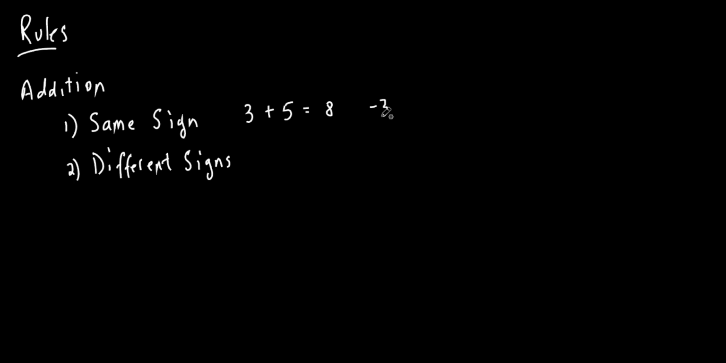So what if you had -3 plus -5? Again, they're the same signs. They're both negative, right? So what's the rule? Add them up and keep the sign. So add them up, that's 8, but we keep the sign. What's the sign for both of those? Negative, so that's a -8.